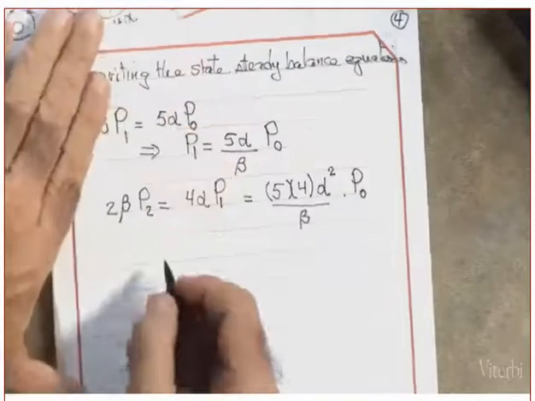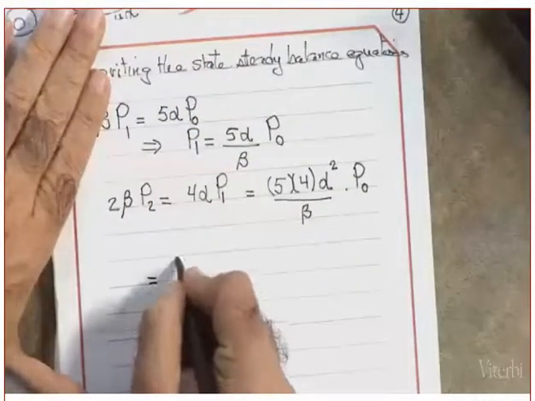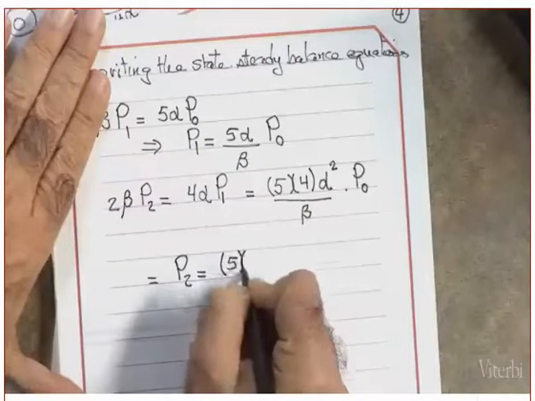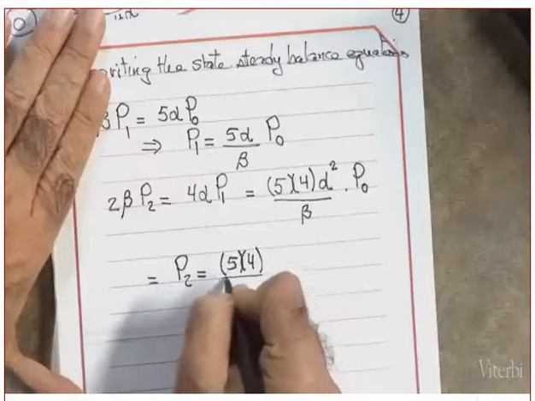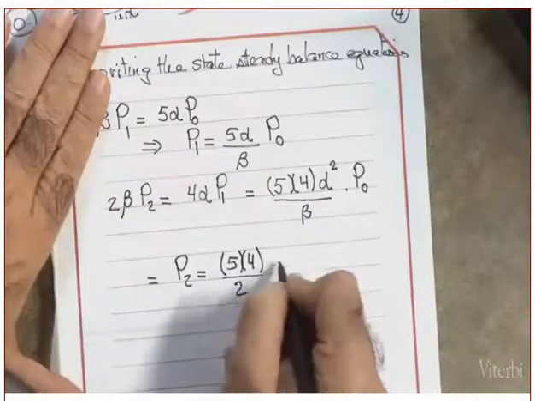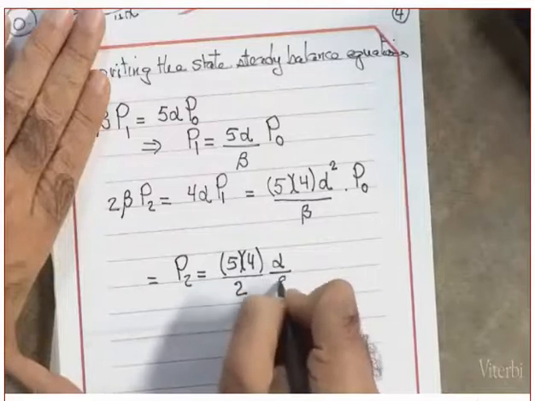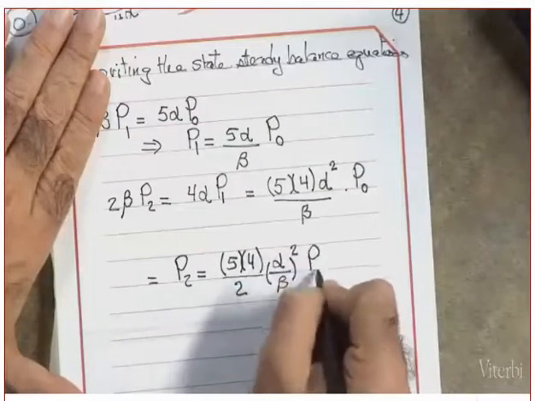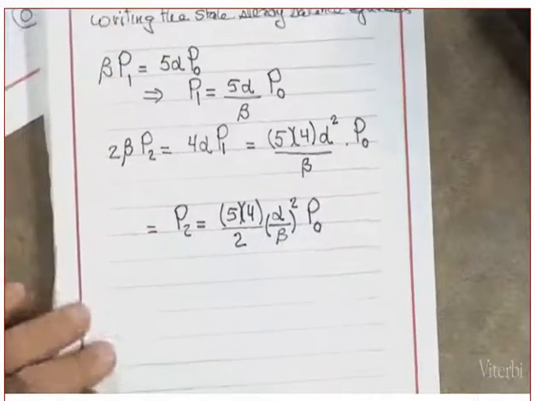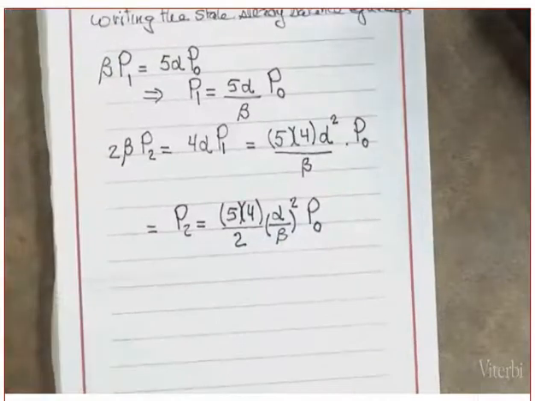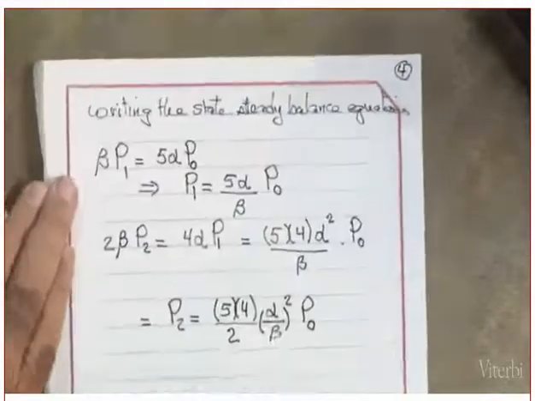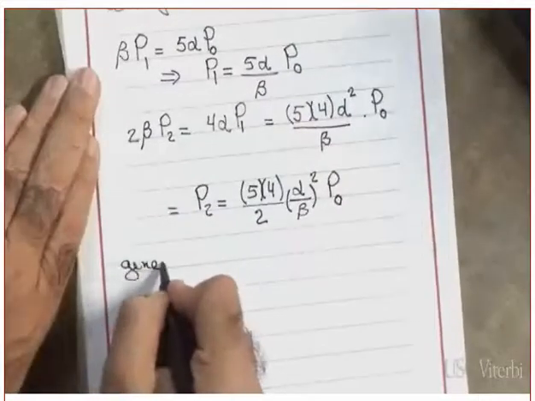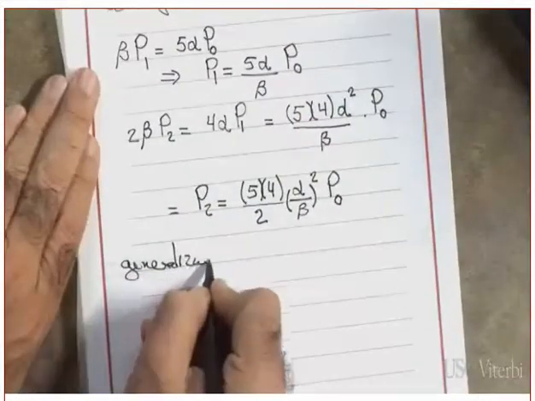Yes? Which means what? It means P2 equal to what? 5 times 4 over what? 2 times what? Alpha over beta square times what? P0. Did you get it? Can you generalize it for me? What is generalizing? Do you see a pattern?